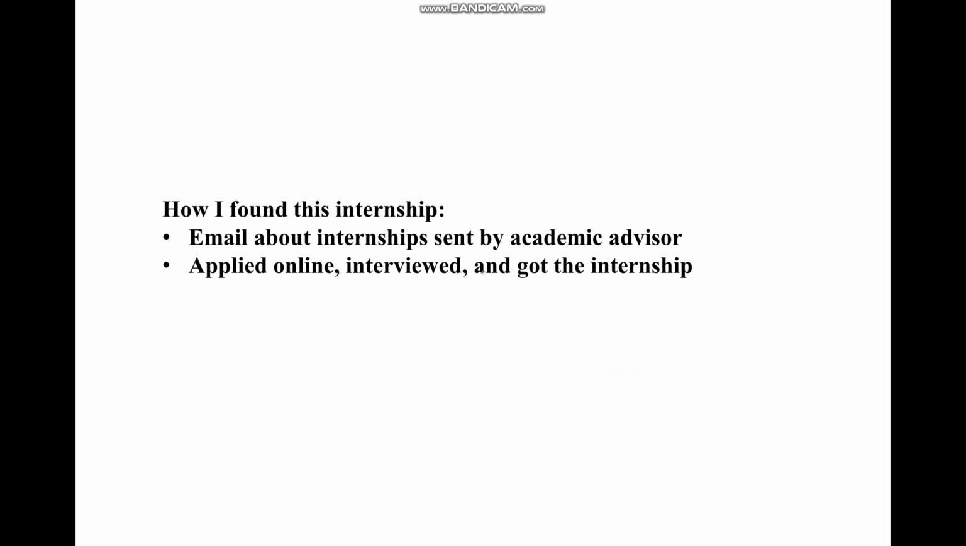I found out about this internship from the many emails that are sent out by the academic advisor. I saw the email asking for biodiversity interns, and I thought it sounded fun, so I applied online. There was an online application. Then I got called in for an in-person interview, and I got the internship.